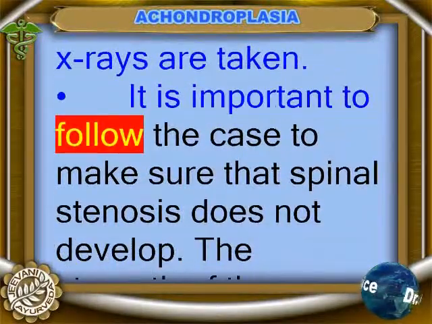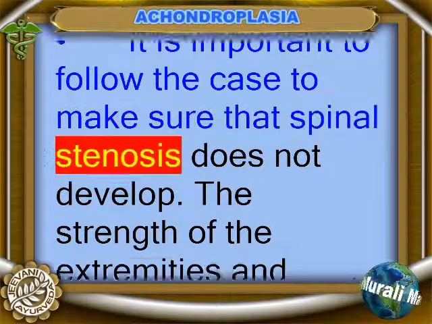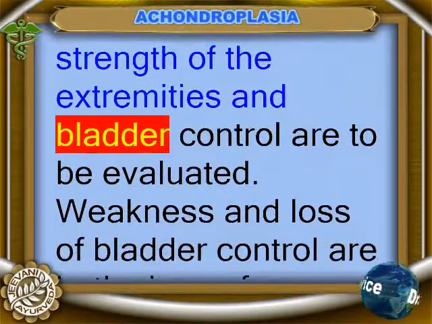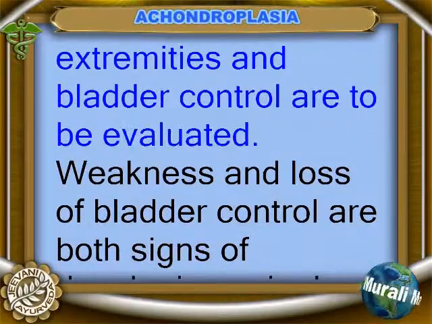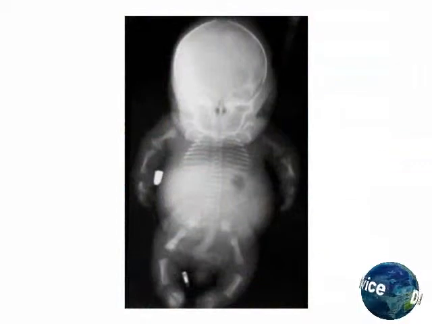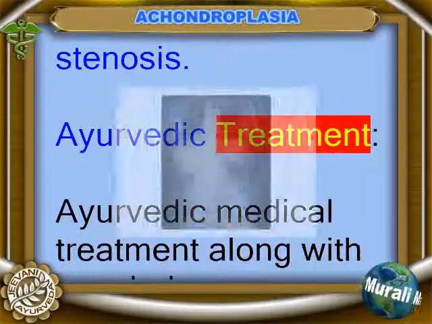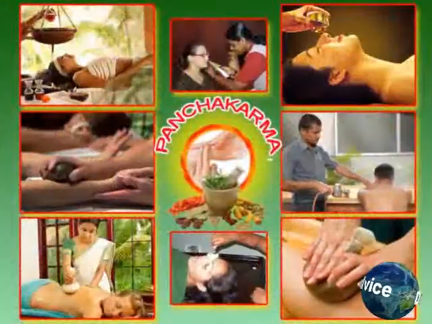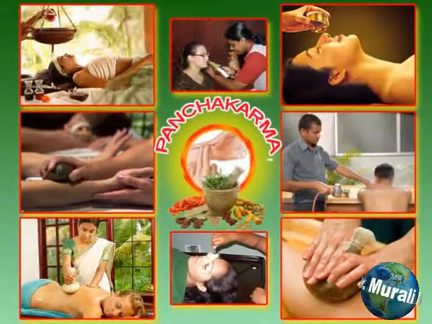It is important to follow the case to make sure that spinal stenosis does not develop. The strength of the extremities and bladder control are to be evaluated. Weakness and loss of bladder control are both signs of developing spinal stenosis. Ayurvedic treatment. Ayurvedic medical treatment along with Panchakarma can provide great relief and improve quality of life.